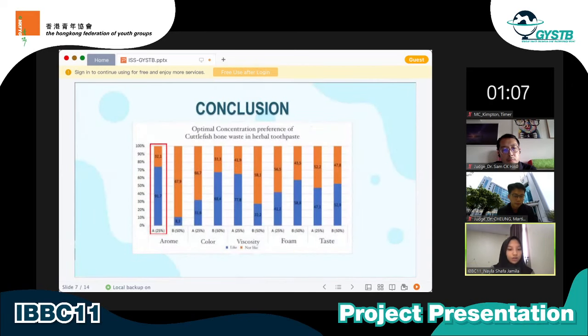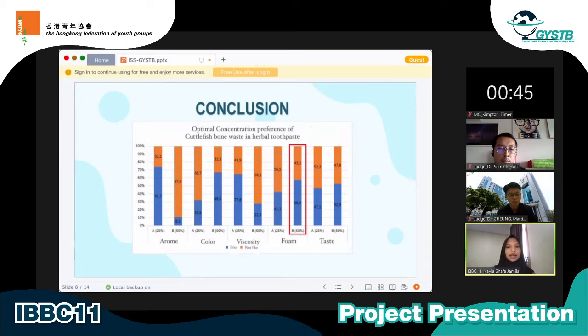And as a conclusion, the result of the organoleptic quality analysis for aroma and viscosity shows that the participants prefer the addition of 25% cuttlefish bone powder. And for color, foam, and taste, participants prefer the sample with the addition of 50% cuttlefish bone powder.